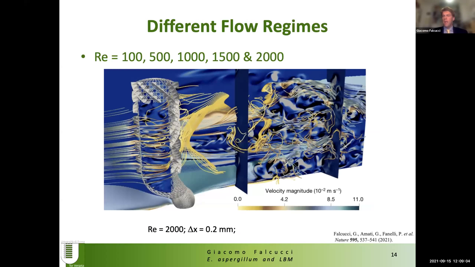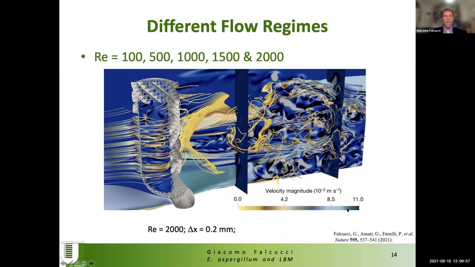So I show you immediately one of the most intriguing results that we obtained. We simulated different flow regimes, corresponding to Reynolds 100, 500, 1000, 1500, and 2000. And here you see a result of the flow field at Reynolds 2000 with a computational lattice spacing of 0.2 millimeters, the same as the maximum detail that we achieved in meshing the solid structure. As you see, here we have a very intricate pattern of fluid streak lines. The blue contours are those of helicity, while the velocity magnitude follows this color pattern.